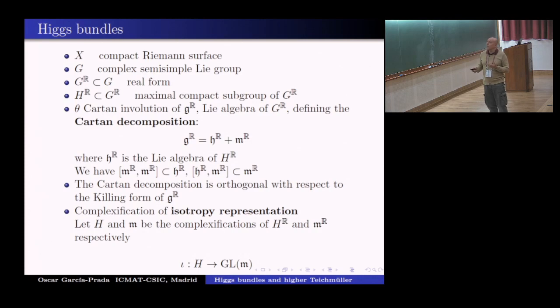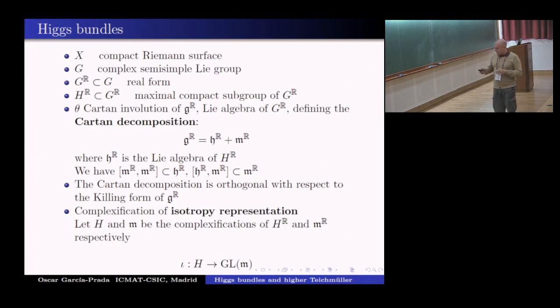This decomposition has these important properties: the Lie bracket of MR with MR is in HR. If you take an element in HR with an element in MR, the bracket goes to MR. So this is the Cartan decomposition and the Cartan involution of the Lie algebra of GR.